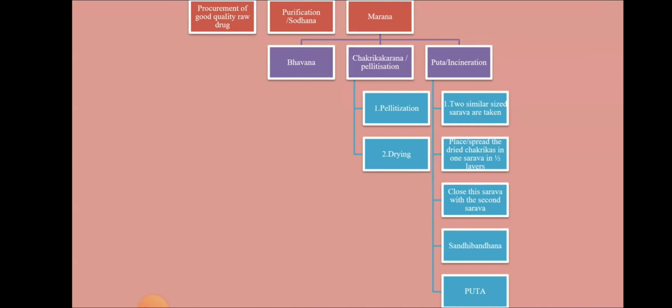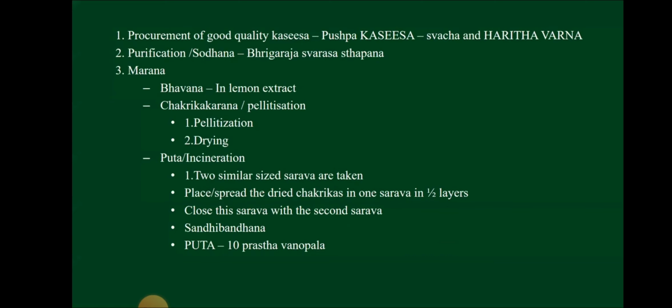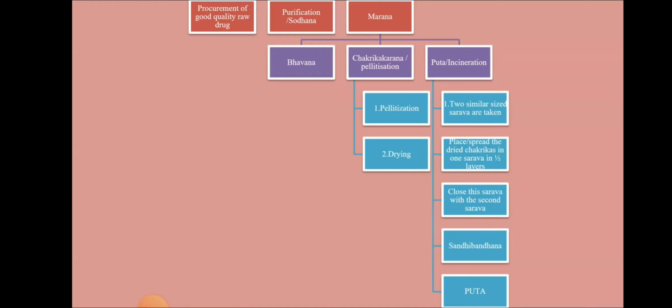So the first process is procurement of good quality raw drug, based on the Grahya Lakshanas of the metal or mineral. So based on the Grahya Lakshanas, you have to collect the good quality raw material. The next process is purification, or Shodhana. And the final process is Marana, which again is divided into three: Bhavana, Chakrika Karana or pelletization, and Puta or incineration.